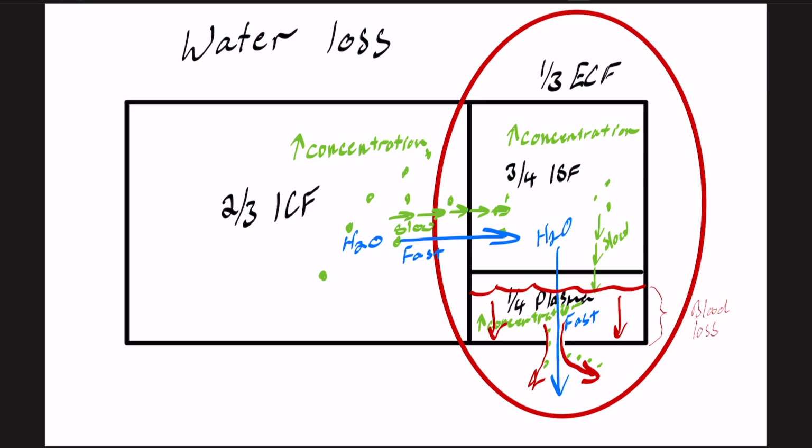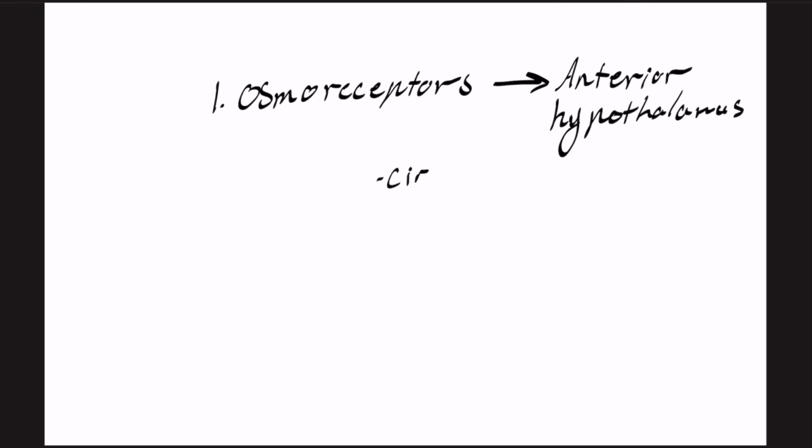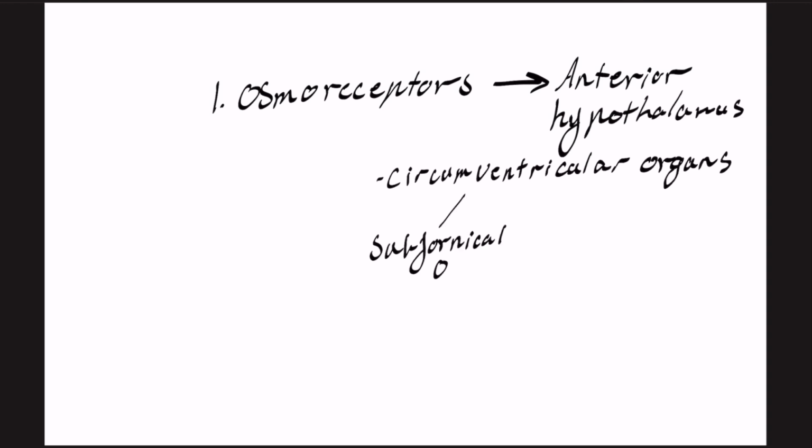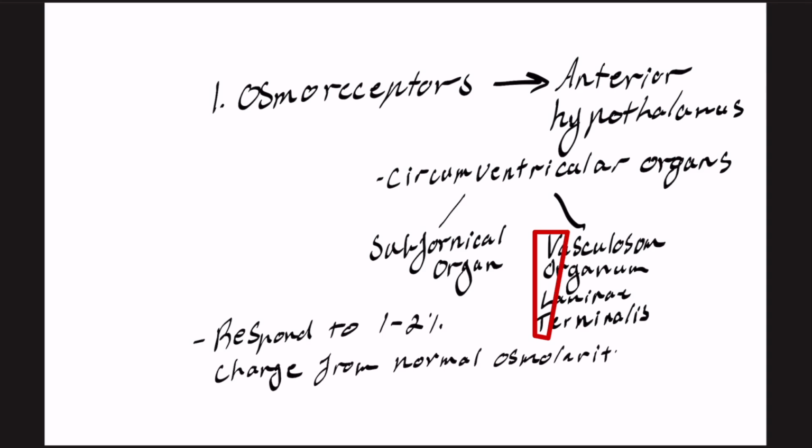Essentially, your body can't actually measure blood volume. It measures tonicity and pressure as a surrogate for total blood volume. The two ways your body measures this, as I've already mentioned, start with osmoreceptors, which sense tonicity. They're located in the anterior hypothalamus in the circumventricular organs, specifically the subfornical organ and the organum vasculosum of the lamina terminalis, also known as OVLT. They respond to a tonicity change of about 1 to 2% from normal, and normal is 280 to 295 milliosmoles per litre.